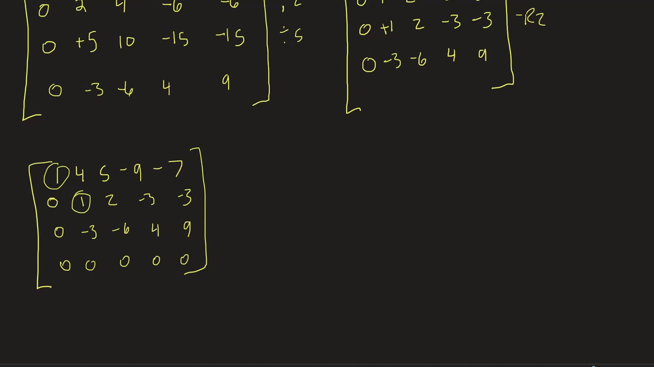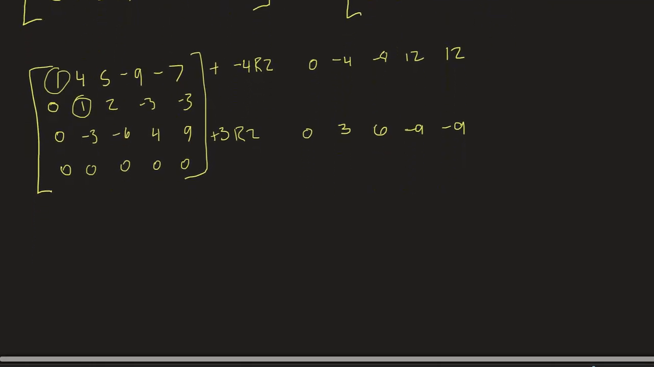So I want to get rid of this negative 3 and I want to get rid of the 4 above it. So I will add to the top row negative 4 times row 2, and I'll add to row 3 3 times row 2. Negative 4 times row 2 is 0, negative 4, negative 8, 12, and 12. And 3 times row 2 is 0, 3, 6, negative 9, negative 9.